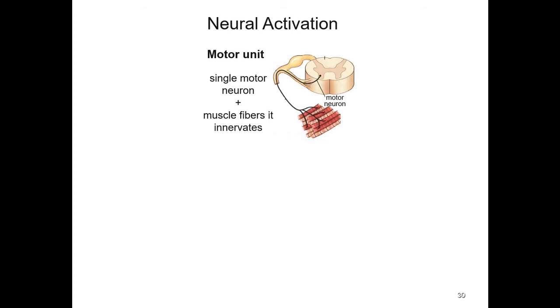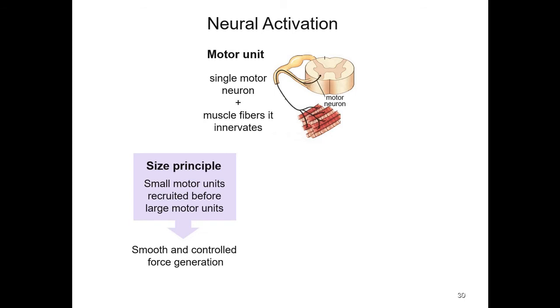Muscle force production results from the activation of a large number of motor neurons and the contraction of the many muscle fibers that they innervate. Motor units differ in size. All have just one motor neuron, but in large motor units, the motor neuron connects to many muscle fibers, while in small motor units, the motor neuron connects to only a few.